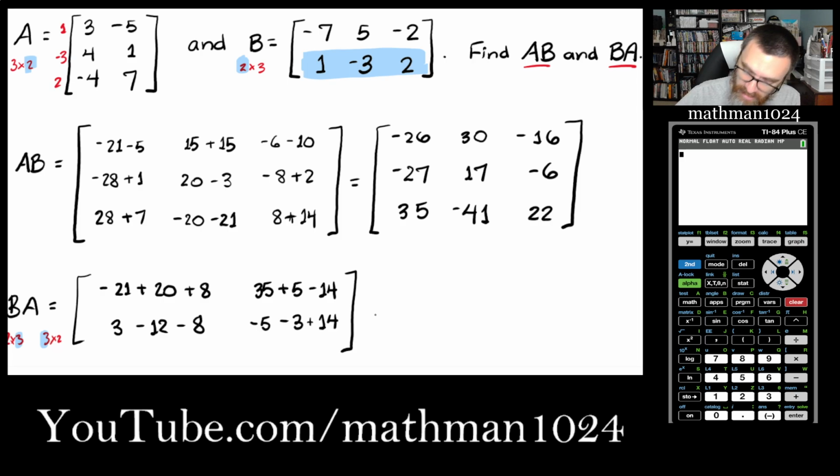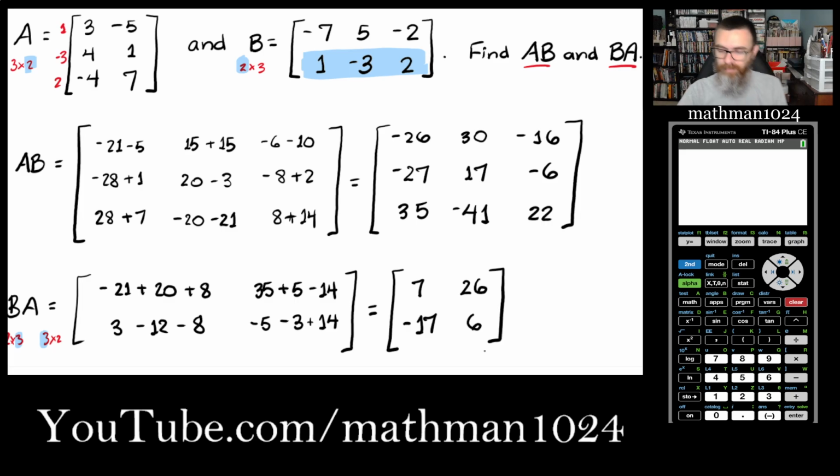Okay, so we have this, and now we just add everything up here. So negative 21 plus 28, so it's negative 1 plus 8 is 7. 35 and 5 is 40 minus 14 gives us 26. 3 minus 20 is negative 17. And then that's going to be negative 8 plus 14 is positive 6. All right, so I'm saying these are our answers. Let's check with a calculator.